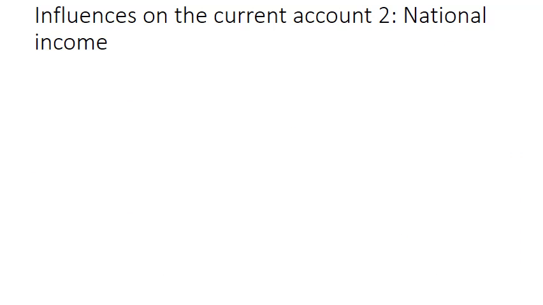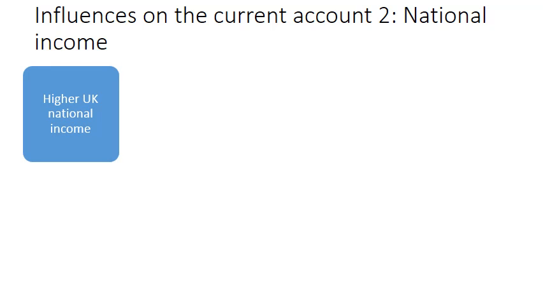Secondly, changes in national income. And this is something that candidates neglect quite a lot, and so it comes up in multiple choice all the time. So if we get higher UK national income, now for example this could be through just economic growth and a growth in GDP, could be through lower unemployment, it could be through lower income tax, but anything then that causes that higher UK national income.